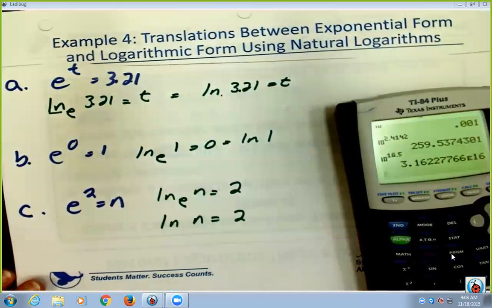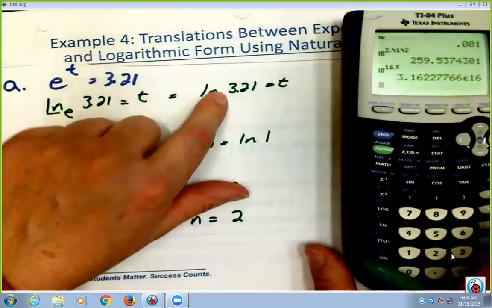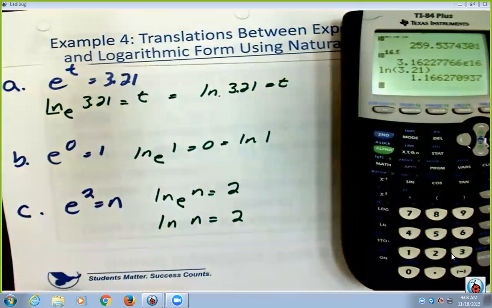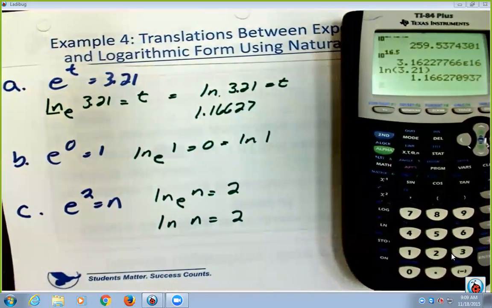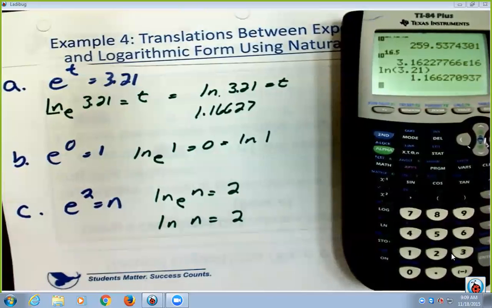Okay, so what would my answers be? If I did this one, I would hit my natural log, type in 3.21, close it in a parenthesis, hit enter, and I will get 1.16627 for that one. Okay. I pity the poor person who figured all these things out. You know, for me to carry it around in my chart, there had to be somebody who calculated everything by hand at that point. So it's like, whoa.